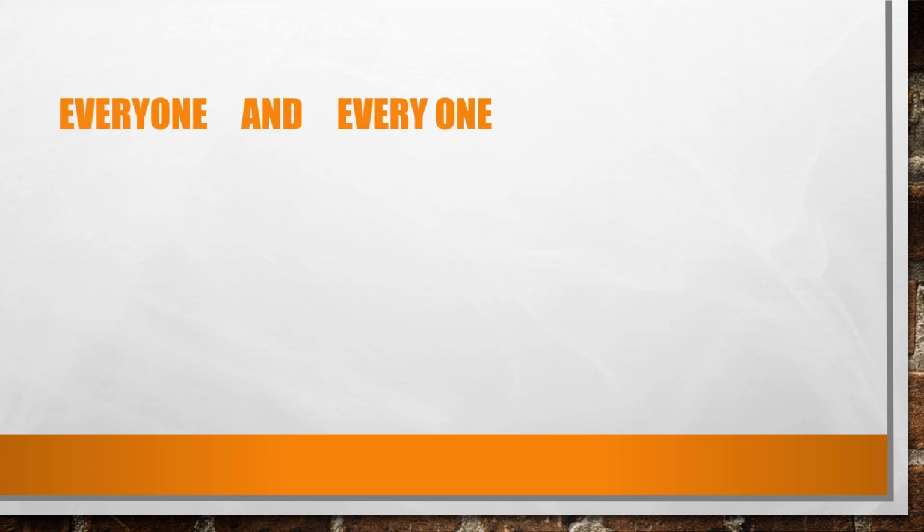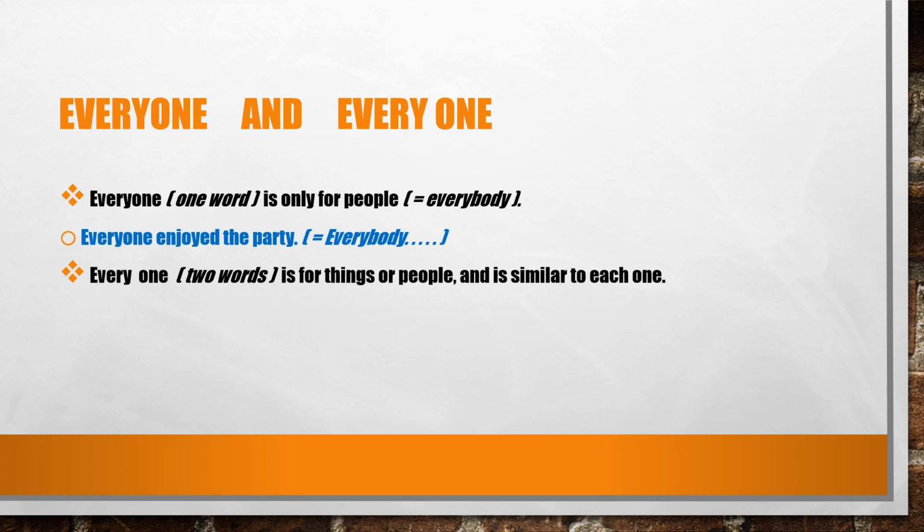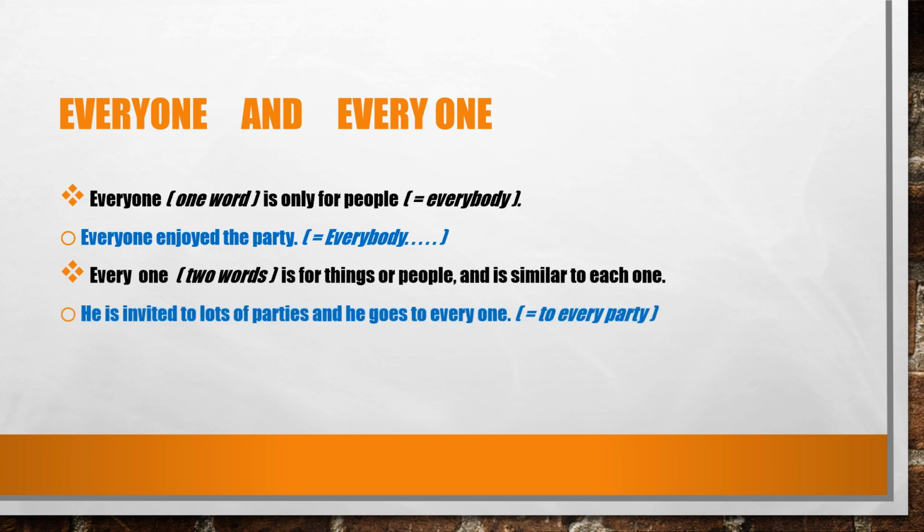Everyone and every one. Everyone, one word, is only for people. Everyone enjoyed the party. Every one, 2 words, is for things or people, and is similar to each one. He is invited to lots of parties, and he goes to every one. To every party.